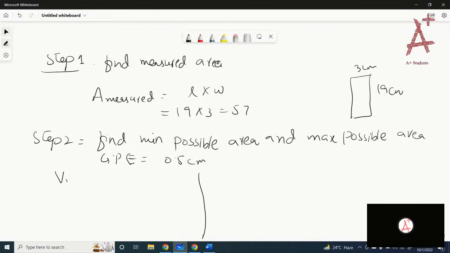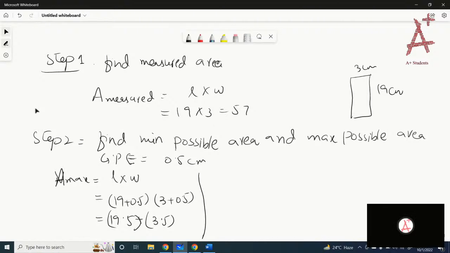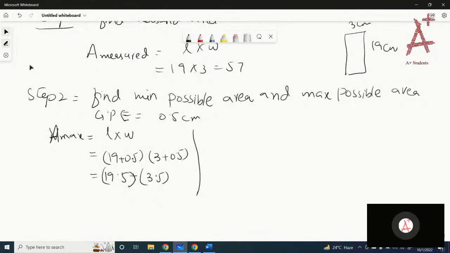So in the case of the maximum, sorry, area, not volume, area, you have to add them. Just do 19 plus 0.5 and then 3 plus 0.5, so it would be 19.5 times 3.5. So just multiply both the values. Let me just use the calculator. Okay, 19.5 times 3.5, it is 68.25.